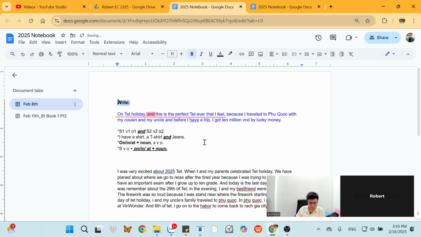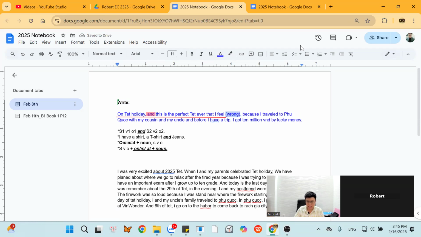On that holiday, yes. This is the perfect that ever that I feel. On that holiday, this is the perfect tense ever that I feel. This has no and, very good. We cannot use and here. So this is wrong. The first wrong.